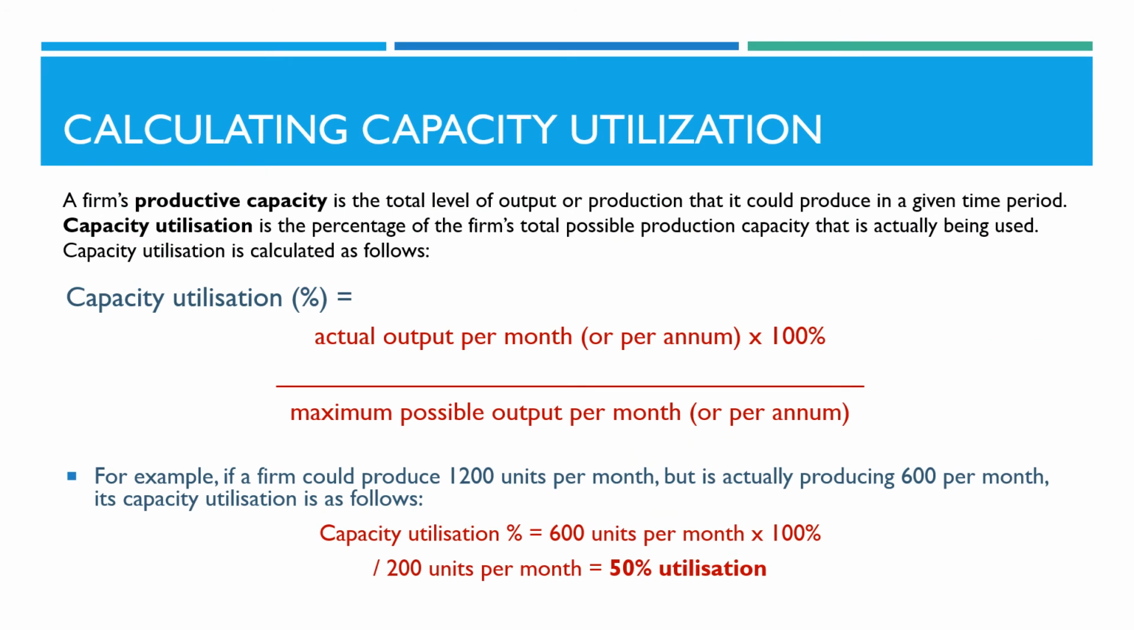A firm's productive capacity is the total level of output or production that it could produce in a given time period.